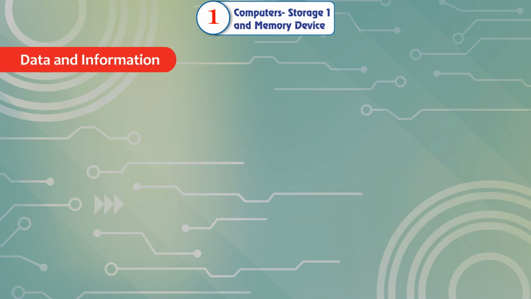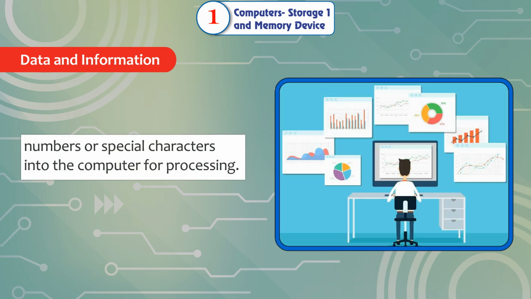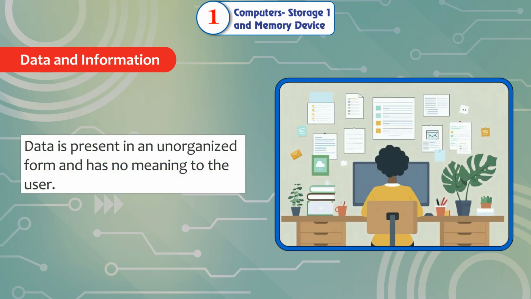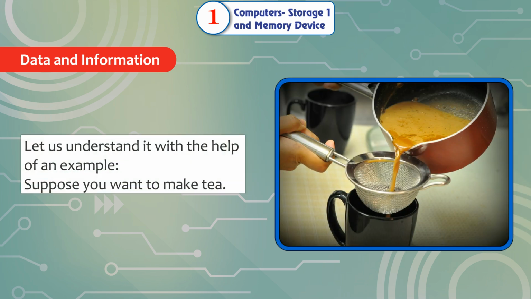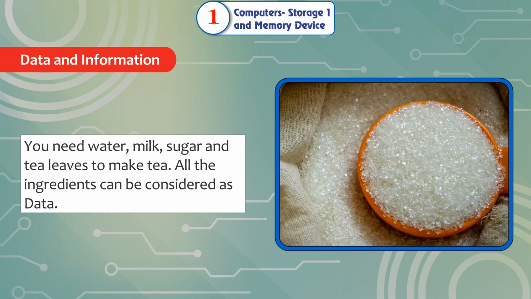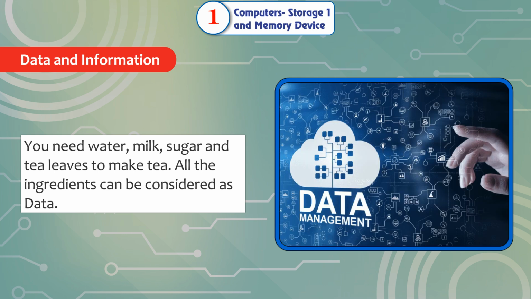Data and information. Data is the raw facts and figures which need to be processed. You need to enter the data like words, numbers or special characters into the computer for processing. Data is present in an unorganized form and has no meaning to the user. Let us understand it with the help of an example. Suppose you want to make tea. You need water, milk, sugar, and tea leaves to make tea. All the ingredients can be considered as data.